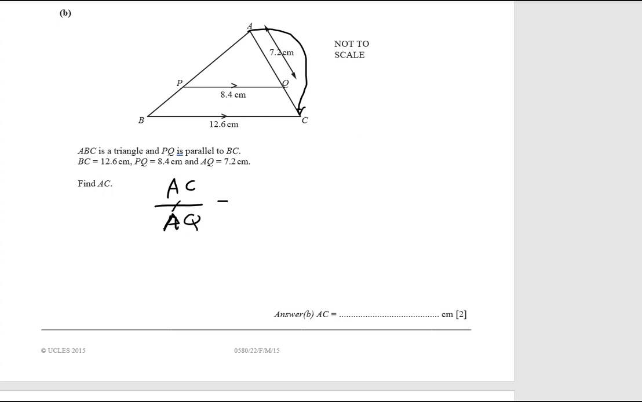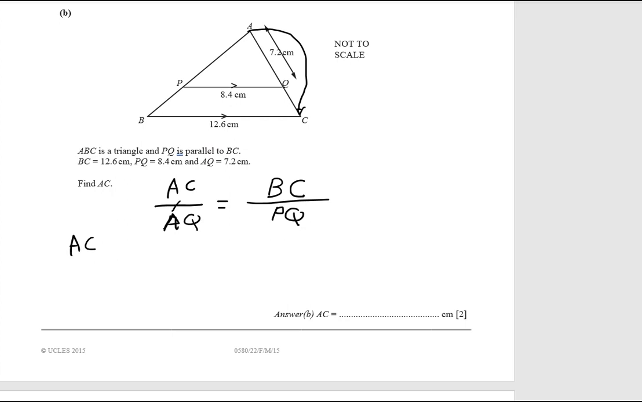AQ is equal to, again, the big triangle base, which is BC, divided by the small triangle base, which is BQ. This is the equation you need to remember all the time. The ratio between the two sides of two triangles is the same ratio as the bases of the triangles if the two bases are parallel.